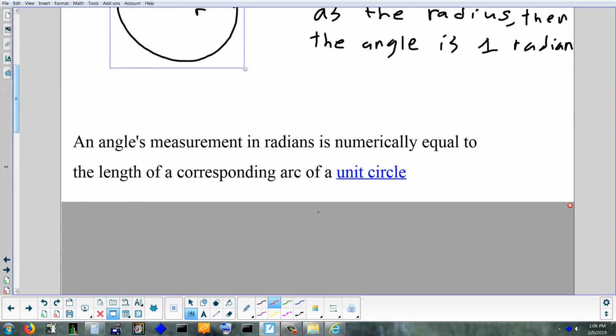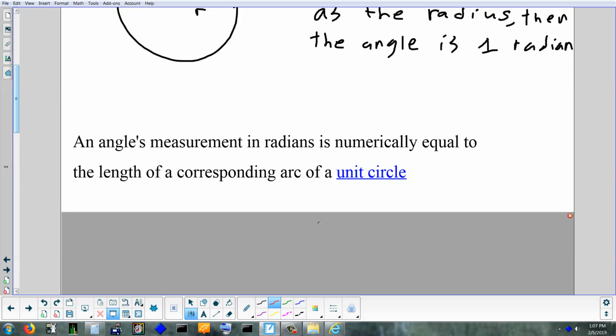All right, so the first thing we have to figure out: it says an angle's measurement in radians is equal to something else on a unit circle. So we just have to explain what that is. All that a unit circle is, it's a circle, but it has a special radius. It has a radius that's a very easy number to work with. Does anyone have a guess what the radius would be in a unit circle?